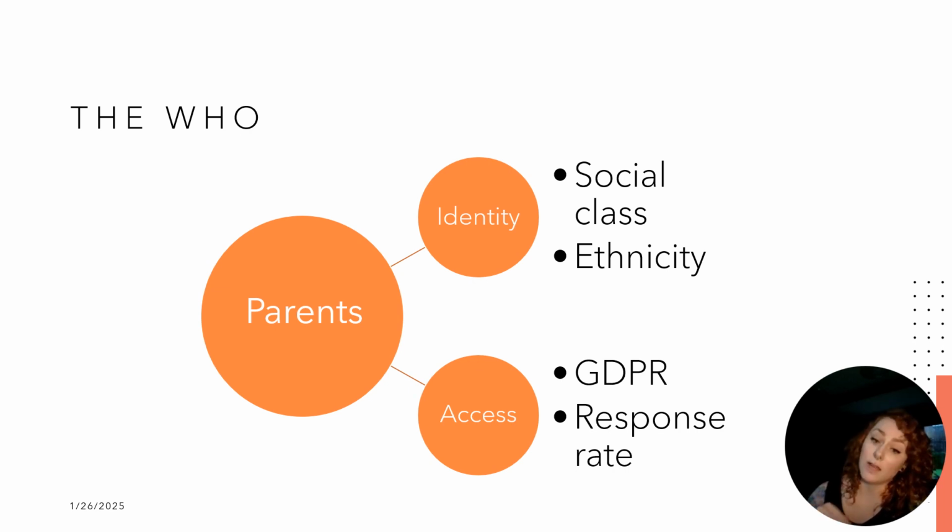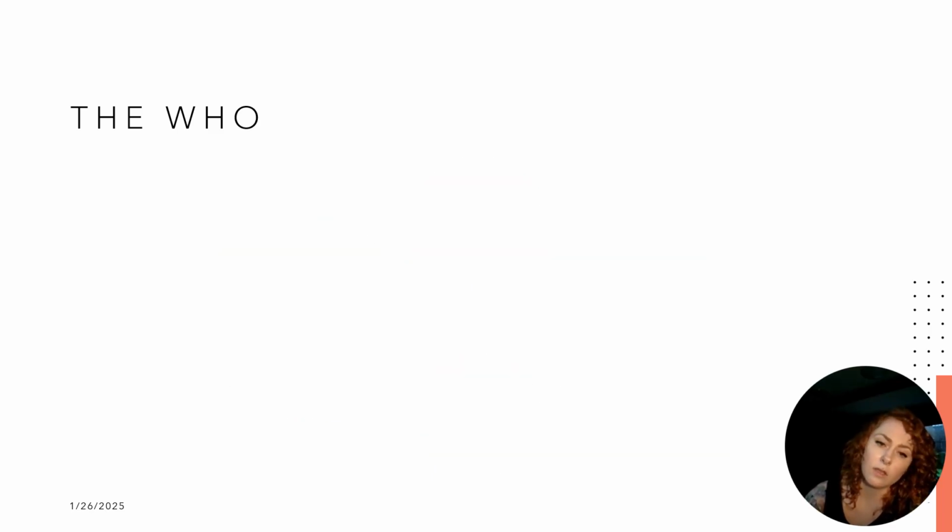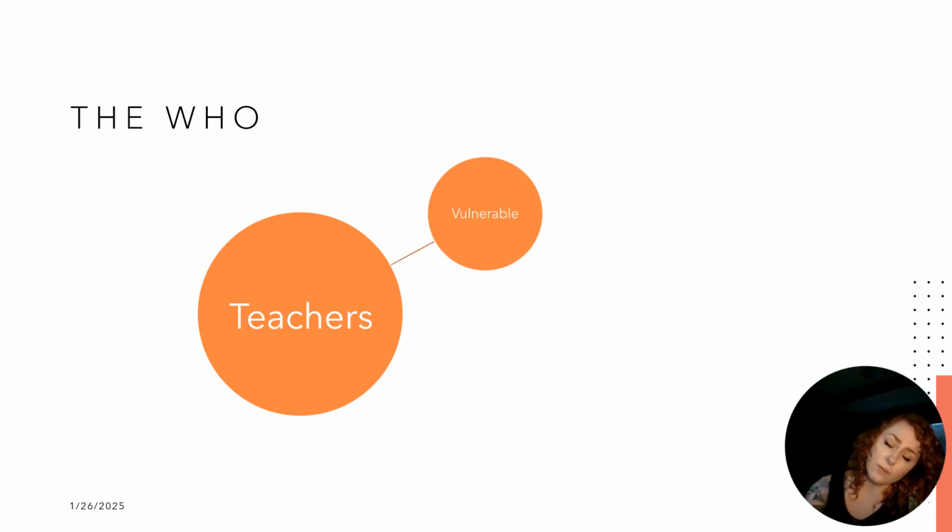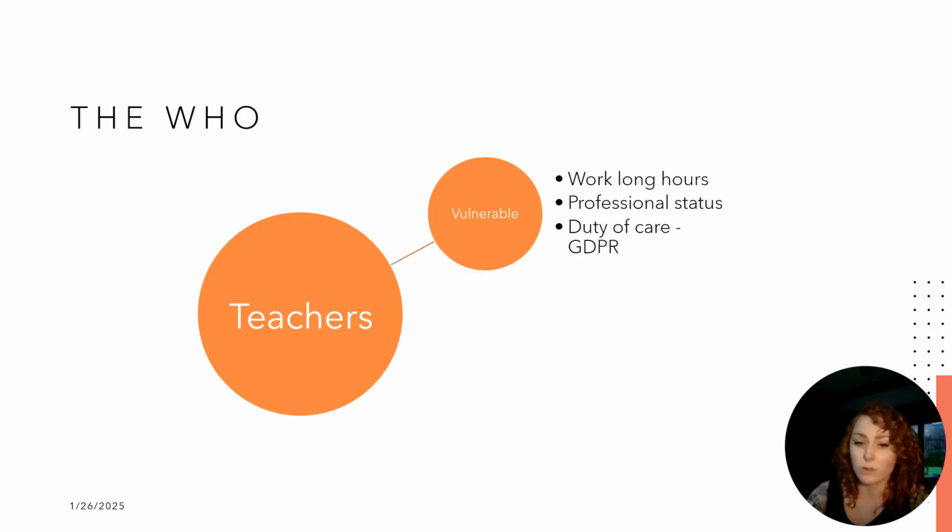And again, if we're linking that back to the identity, we know that middle class parents, for example, are more likely to be engaged in their children's education. So you're more likely to get a response rate from them, and that might impact your data too. The other part of it then is teachers. And I said this earlier on, teachers are vulnerable as well.